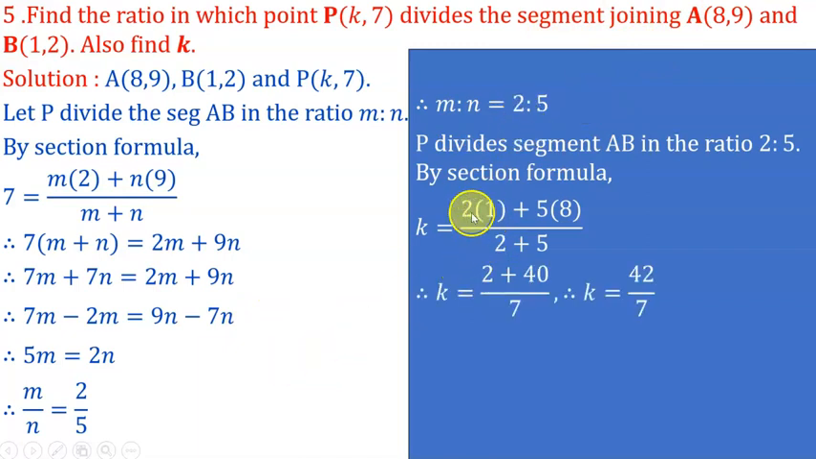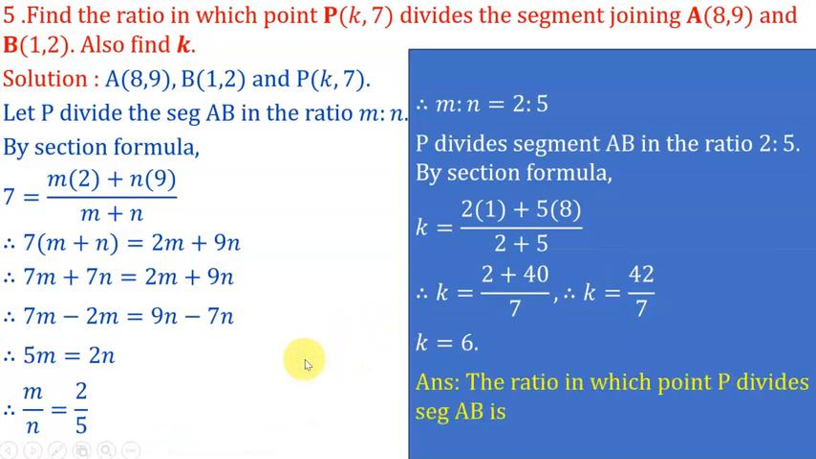Therefore, 2 into 1 is 2, 5 into 8 is 40, and 2 plus 5 is 7. Again simplification: 42 upon 7. Then you will get k is equals to 6. Okay, and hence the final answer: the ratio in which point P divides segment AB is 2:5 and the value of K is 6. Okay. Now next problem.